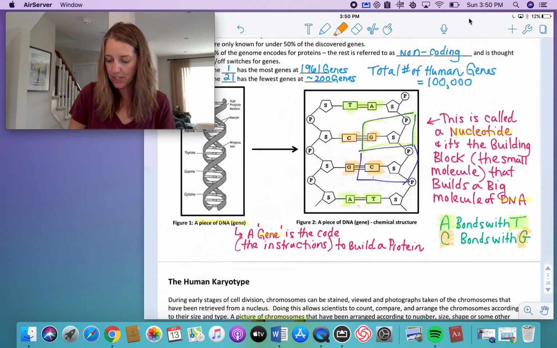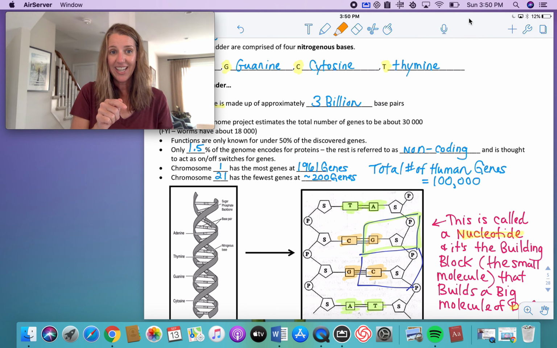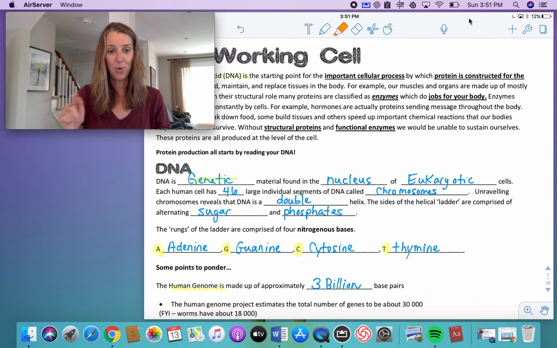Okay, so let's quickly recap. DNA stands for deoxyribonucleic acid. It contains all of the genetic information for building living things. Where do you find it? In the nucleus, inside of every single cell. And as humans, we have a total of 46 chromosomes inside of every cell. And a chromosome is made up of DNA. Okay, that's the name of that living molecule that makes up our chromosome.